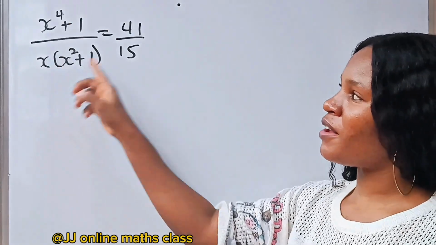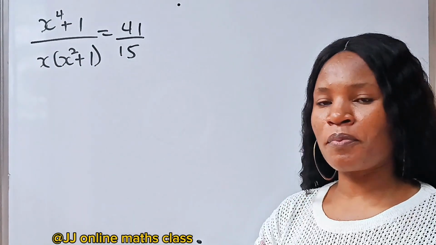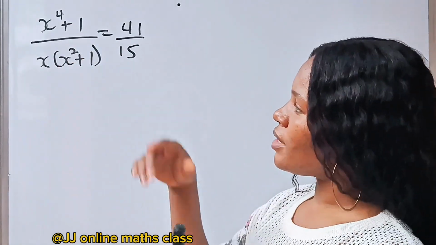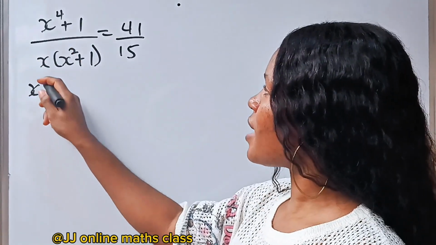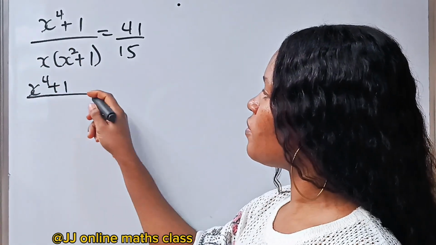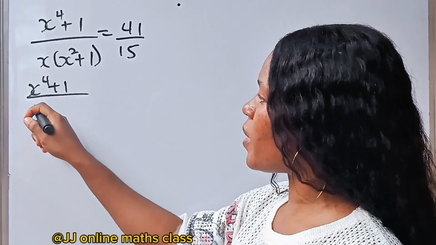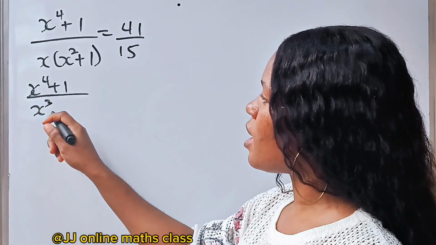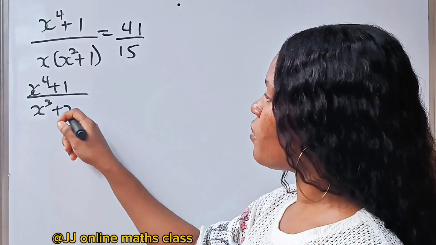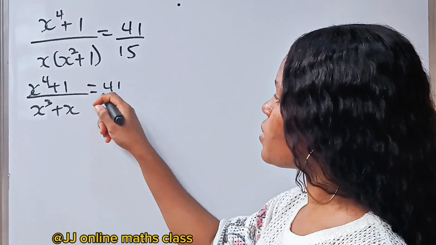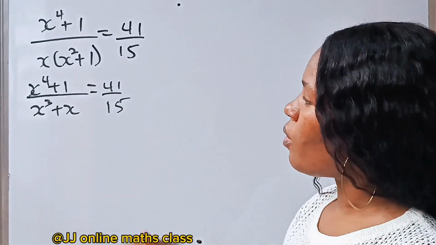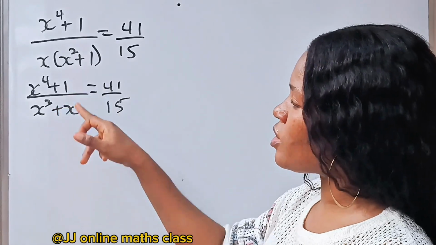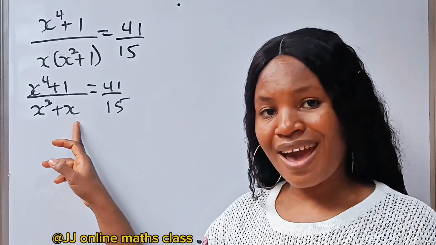I'll show you how to solve for the value of x in this type of Math Olympiad question. Let's first solve this. We have x to the power of 4 plus 1, divided by x times x squared, which gives us x cubed, plus x times 1, which gives x, is equal to 41 over 15. Now let's divide the numerator and the denominator by x squared.